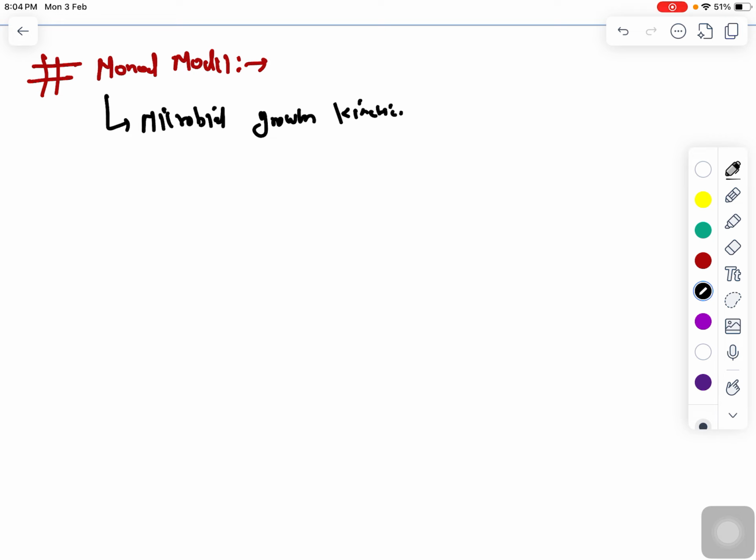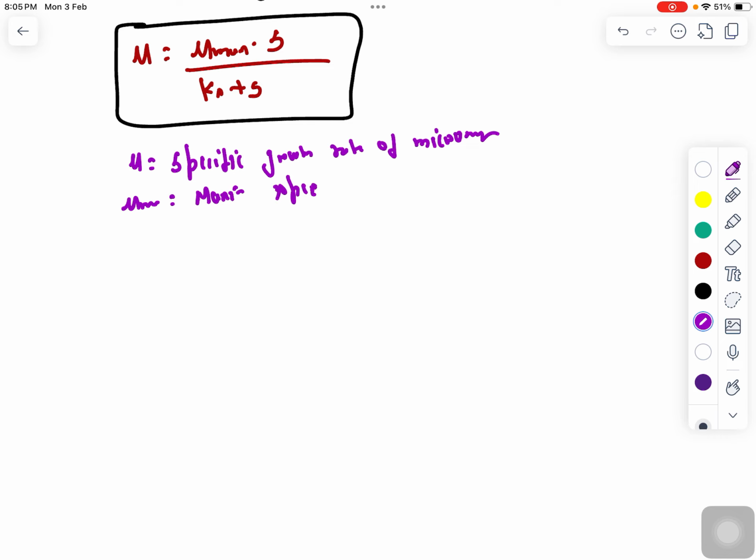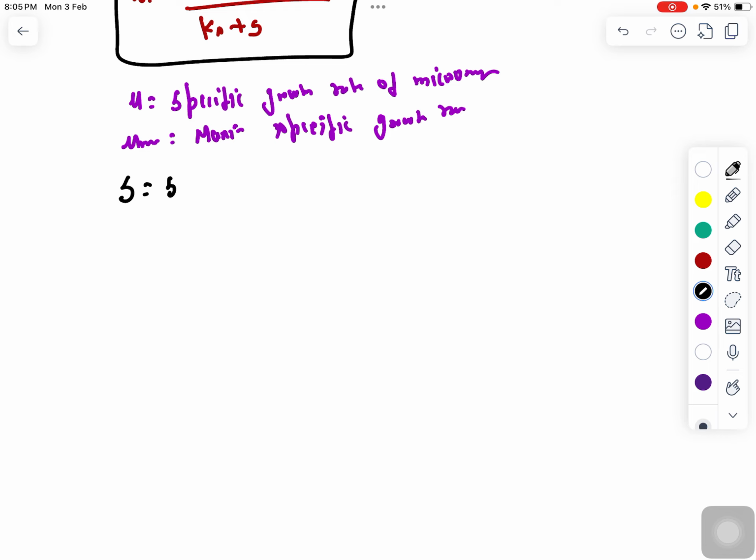This is called microbial growth kinetics, and the equation for the Monod model looks like mu equals mu max into S divided by Ks plus S. So it is exactly similar to that kinetics, but here the parameters used in this equation are different, where mu is called the specific growth rate of the microorganism, mu max is the maximum growth rate, and S is the substrate concentration, and obviously Ks is the half saturation constant, which is equal to mu max by 2, something like that.